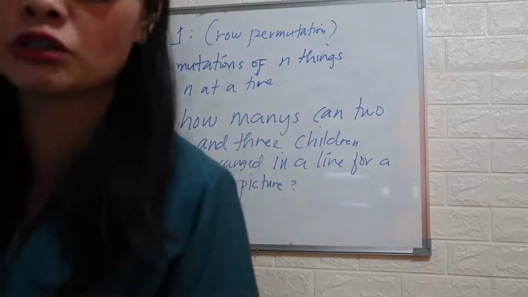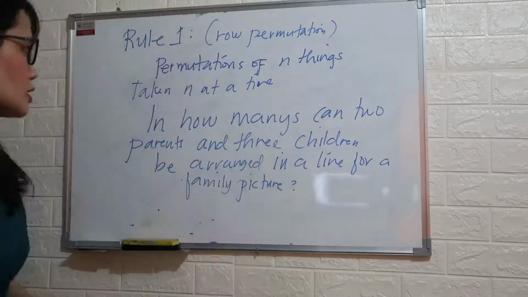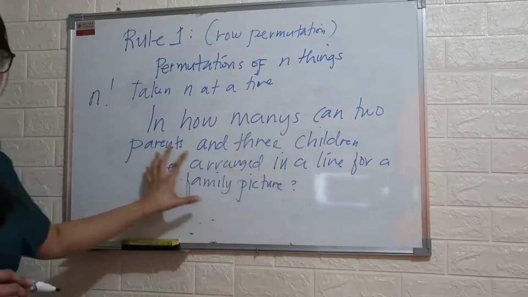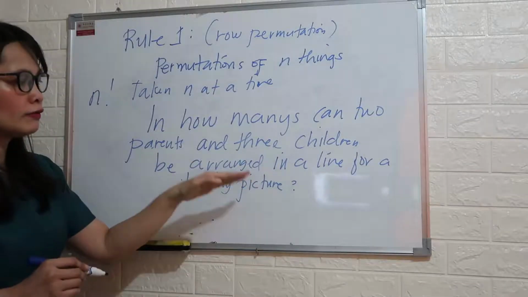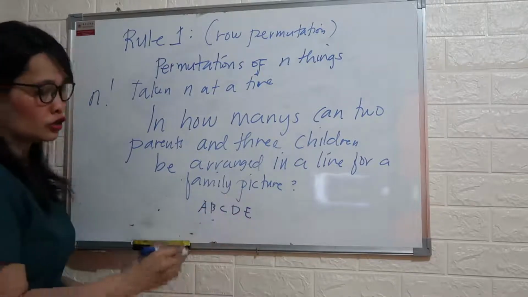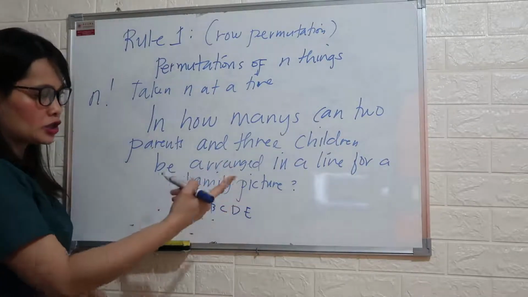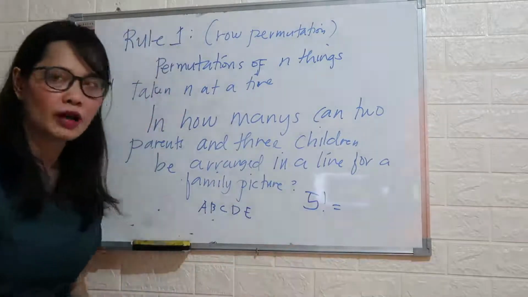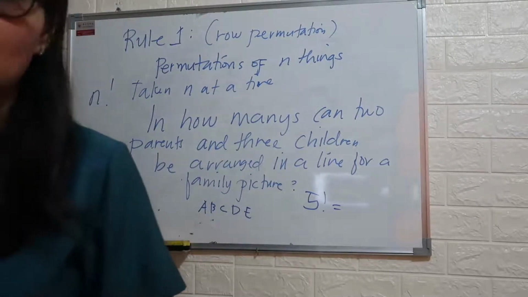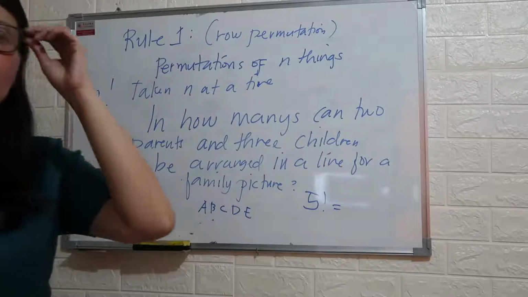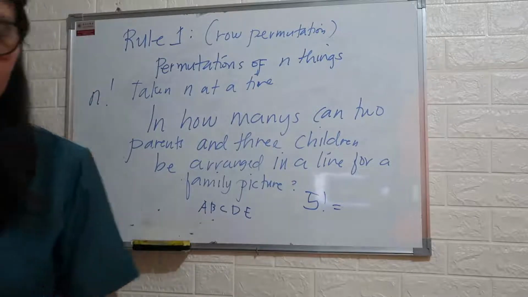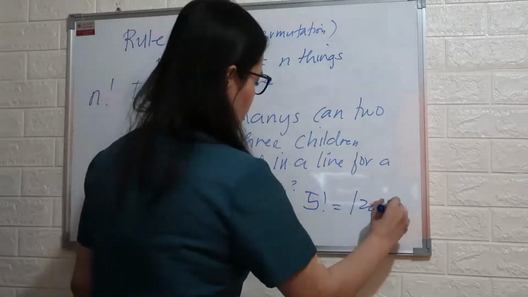When we're talking about permutation, we need to use the factorial notation, and that is n factorial. So there are 5 persons arranged in a line for a family picture. Persons A, B, C, D, E. So that would be 5 factorial. What is 5 factorial? You can use the calculator. 5 factorial is 120. So you do have 120 ways.